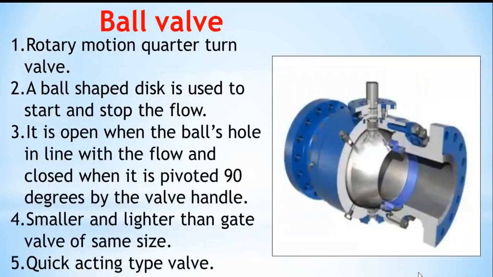Next, we will see a ball valve. This is also of a rotary motion, and its main feature is that it is a quarter turn valve. Quarter turn rotary motion valve means what? It means that you have to turn the valve at 90-degree angles. If it's 90-degree turn, then it is open. If it is opposite 90-degree turn or minus 90-degree turn, then it is closed. And it can also have an intermediate position.